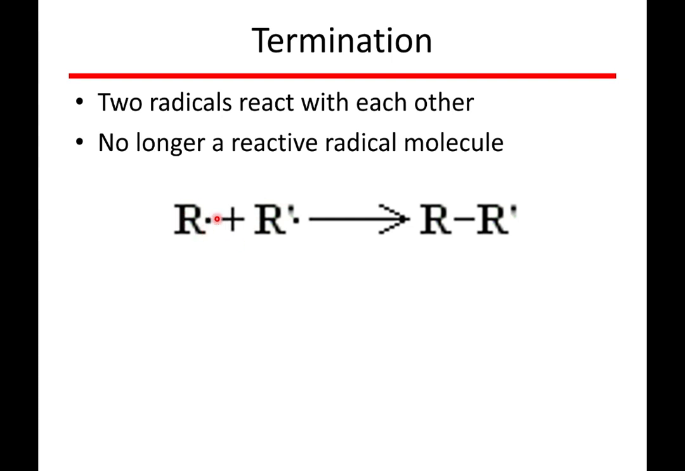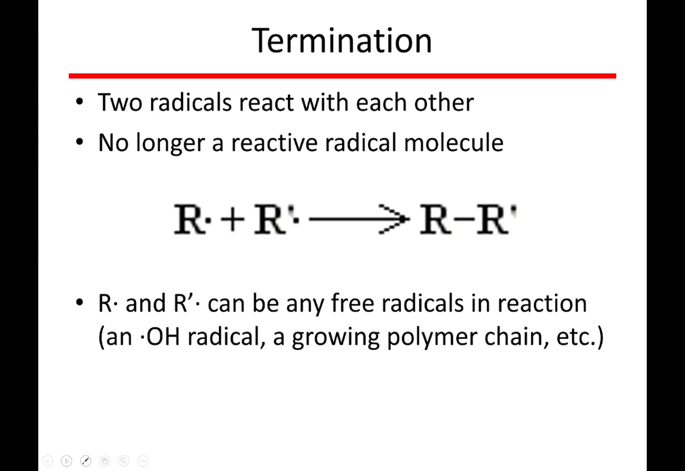So we have that this electron can pair up with this free radical electron, making a bond, right? 2 electrons make a bond. And now we have our R group, and then this is again R prime. And so we've now neutralized the 2 free radicals with one another, and we've now formed something that is not a free radical, and it is no longer reactive. And so at this point, the polymer does not grow any further. And in this case, these can be any free radicals in the reaction. So it could be another OH group.